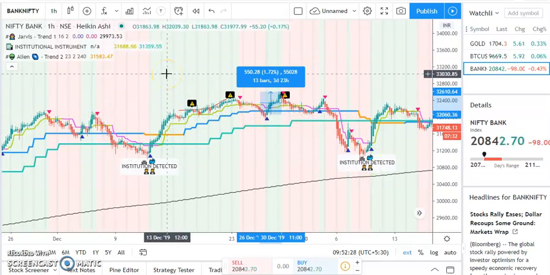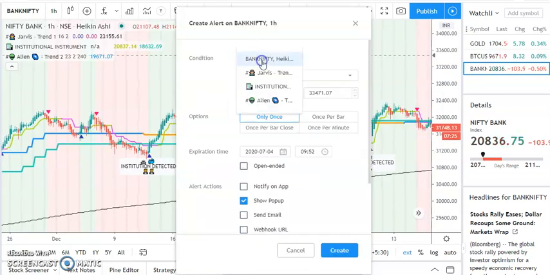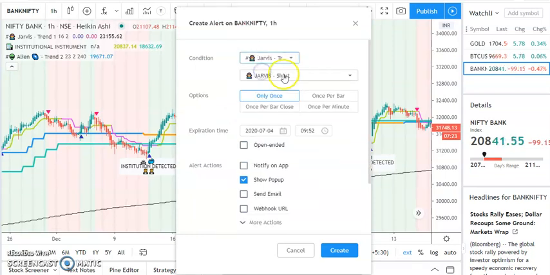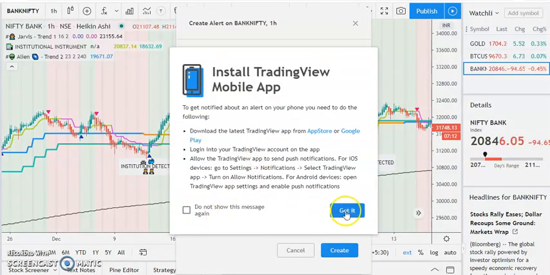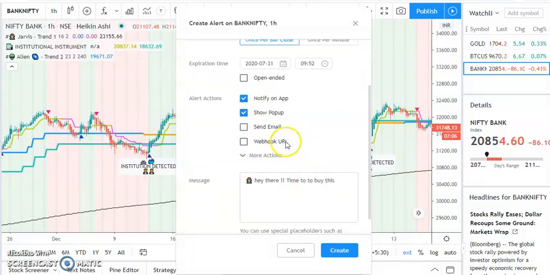So how to set alerts? Go and add an alert. There are three different options. For Jarvis, you choose Jarvis long or Jarvis short. Select once per bar close. Select how long you want this particular alert. Notify on app, all that you should do. Send email, webhook URL, webhook URL, guys.